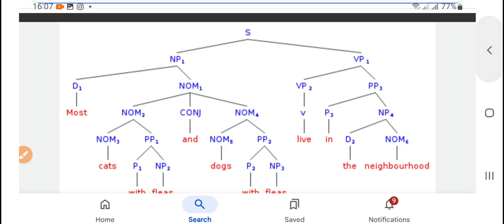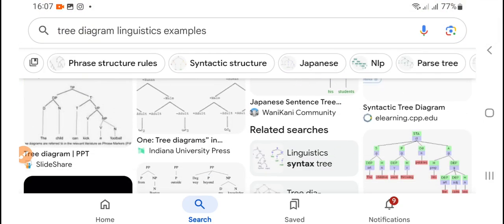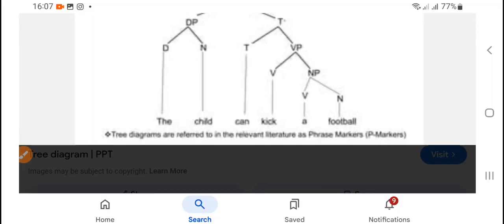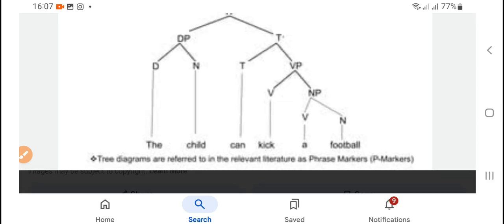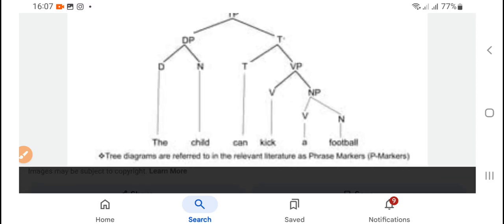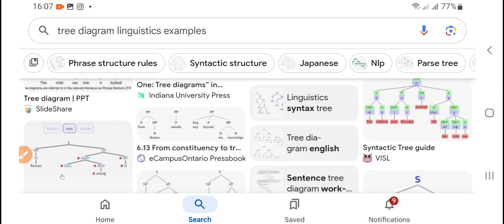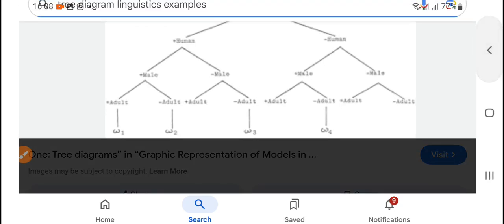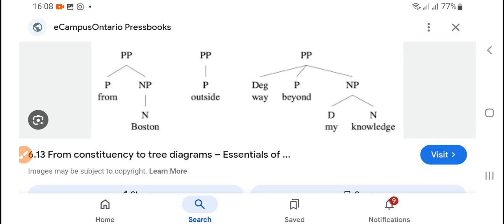Now next, the child can kick a football. The child, yeah, that is understood. Kick, can is tense, can is present tense. Kick is the verb phrase, the main verb, then a football. So that is also easy. Now one more, the next one is this one.